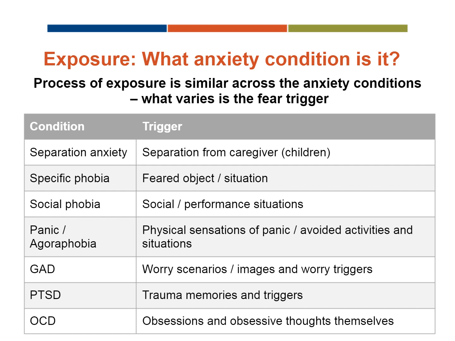So with separation anxiety, that's typically with children, it's any kind of separation from the caregiver that's the typical trigger. With a phobia, it's usually a feared object or situation of some kind that triggers that particular phobia. If it's social phobia, then obviously it's the social or performance situations. If it's panic or agoraphobia, it's generally a physical sensation of panic in the body that's actually the trigger.